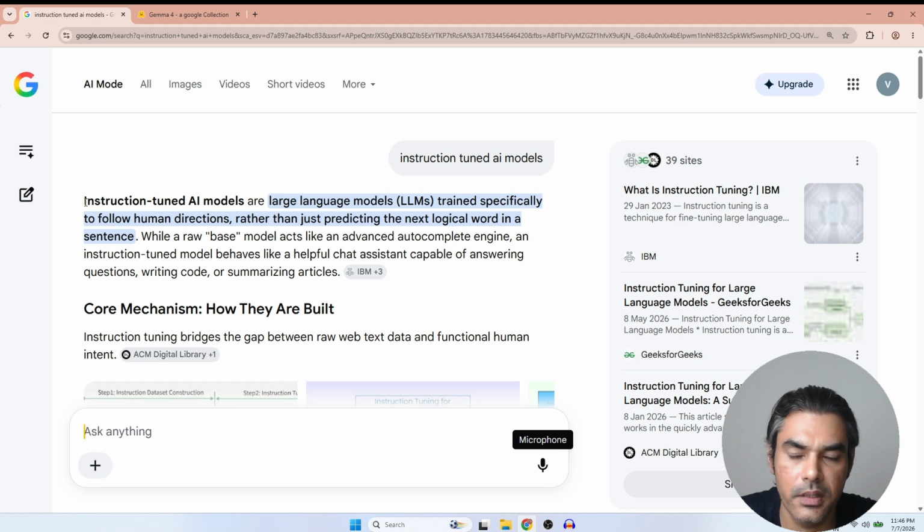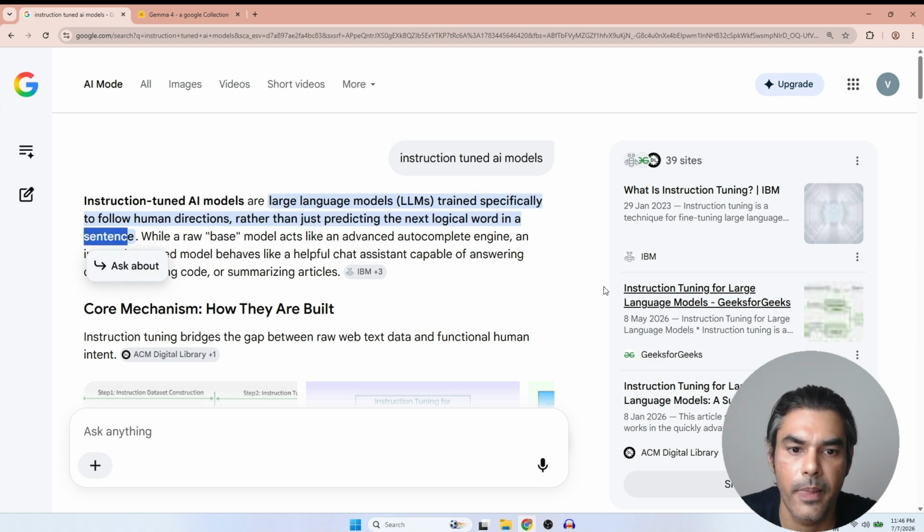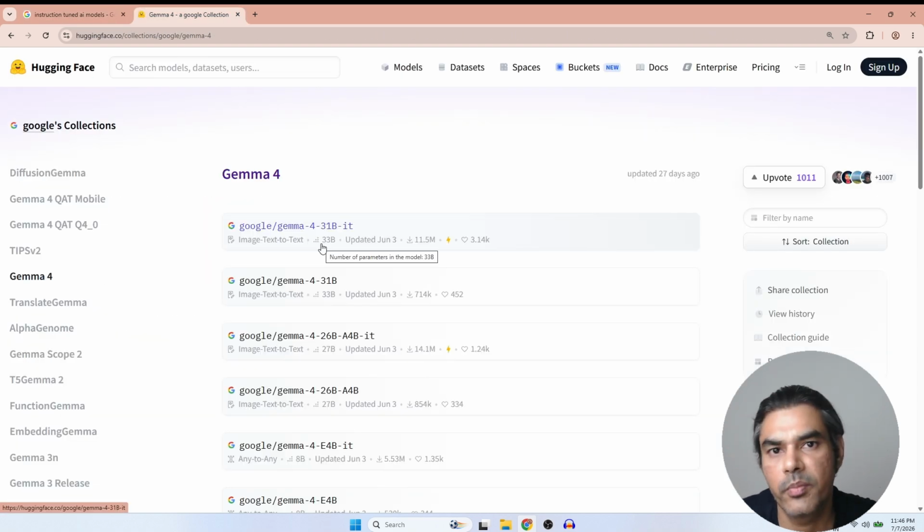And if you see the definition on Google, instruction tuned AI models are large language models trained specifically to follow human directions rather than just predicting the next logical word in a sentence. So if you are a normal person who just wants to download a local AI model and use it, you will download the IT model.